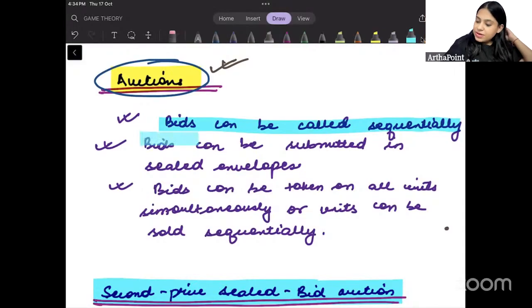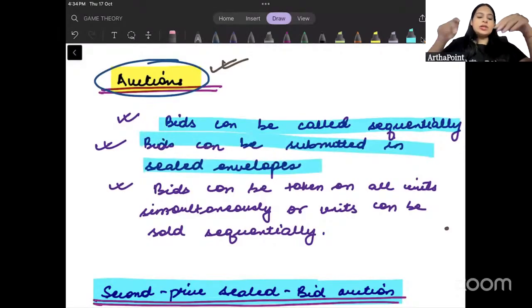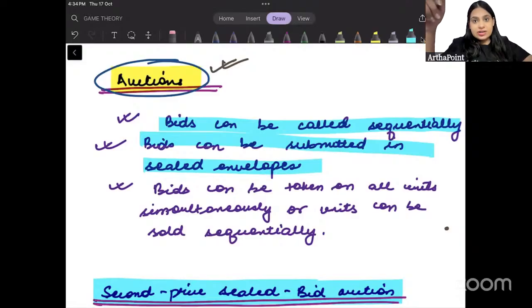The second thing is that bids can be submitted in sealed envelopes simultaneously. It means I show you a painting and say, okay, all of you bid together. This usually happens in government organizations. For example, when you have to give the contract of a canteen in any Delhi University college, many people who can run the canteen submit their bids simultaneously, saying we will give products at this price and we will share this much with the college. So bids can be submitted simultaneously in sealed envelopes.